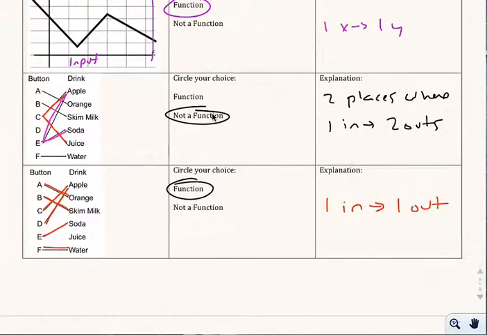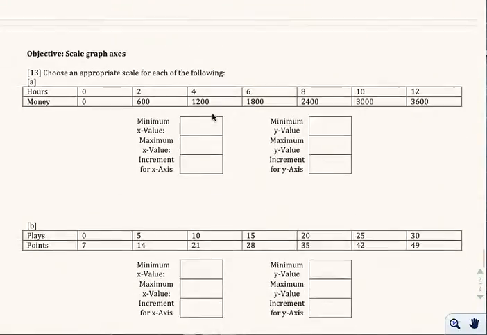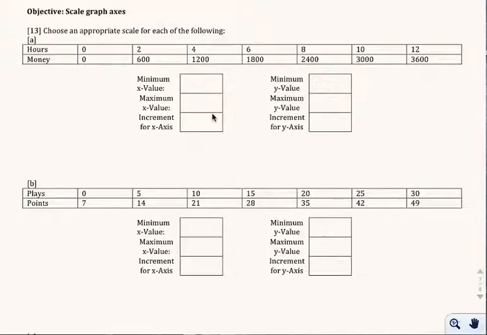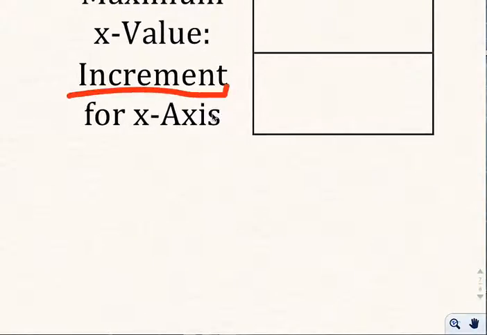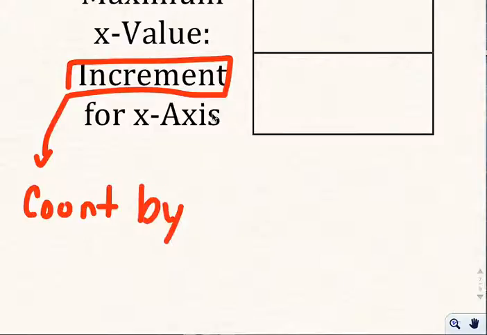Alright there guys, let's talk about these next parts. Scaling the graph axes. So this is all about biggest, smallest, what you're going to count by. Because again, if you're looking at this saying, Mr. Collins, I don't know what that word means, increment means nothing more than count by, okay?